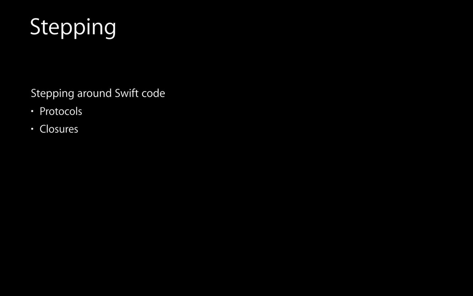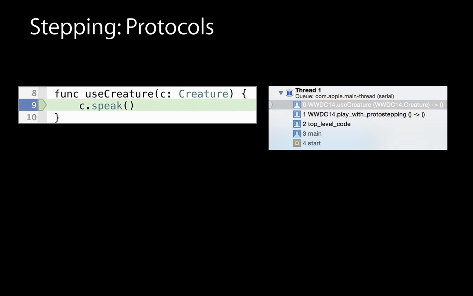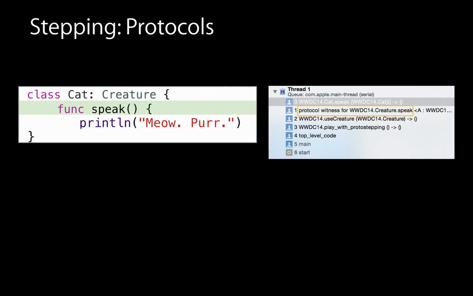Let's very quickly step through a couple of stepping scenarios. Protocols and closures. Let's say I set a breakpoint right where I'm trying to use one of my creature objects. And I step in, because I actually want to see the implementation of that code and step through it and see what's going on. It turns out that that just works.